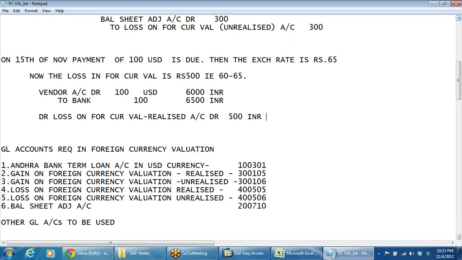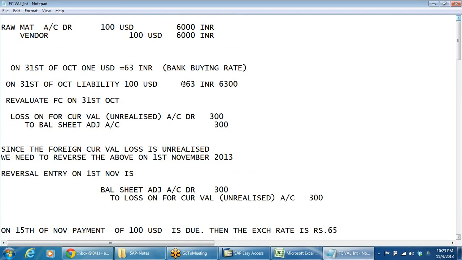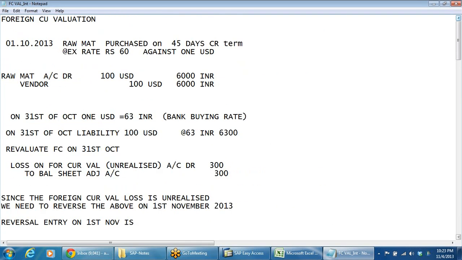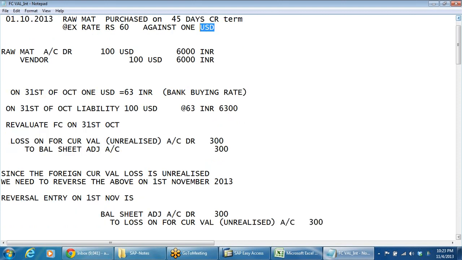Right. I'll repeat the entire scenario once again. Try to understand, carefully listen to it. On 1/10/2013, raw material purchased on 45 days credit term. Exchange rate is rupees 60 against $1. So I'm going to buy raw material. At the time, raw material account debtor to vendor account 100 USD. So if I see my GL, the system will show me 600 INR.